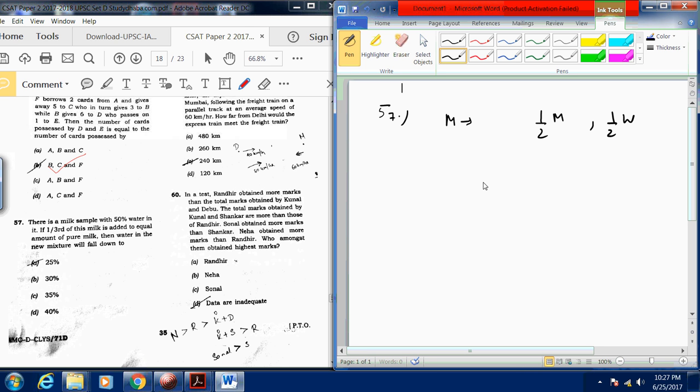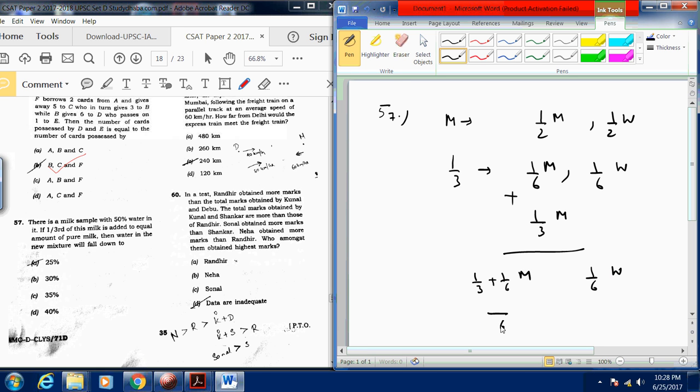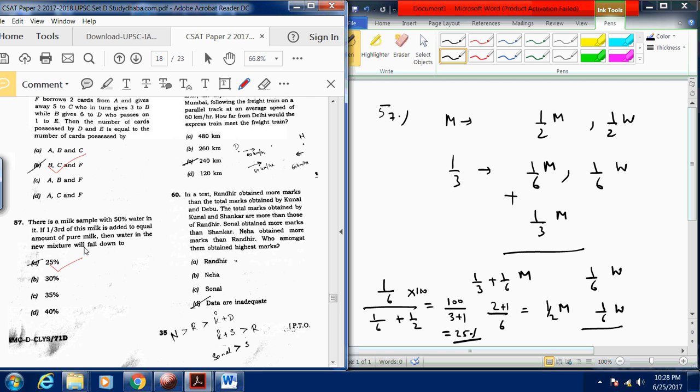If 1/3 of this milk, now 1/3 of this milk will have 1/6 milk, 1/6 water, is added to equal amount of pure milk. That means 1/3 milk. This is added. So this will become 1/3 plus 1/6 milk, 1/6 water. That means 1/2 milk and 1/6 water. So the water in the new mixture percentage will be simply 1/6 divided by 1/6 plus 1/2, into 100. That is simply 100 divided by 3 plus 1, that means 25%. So that is your answer, 25%.